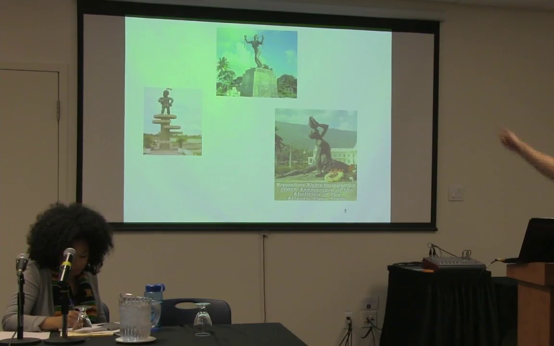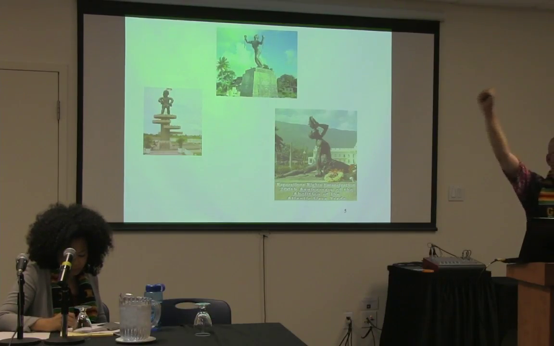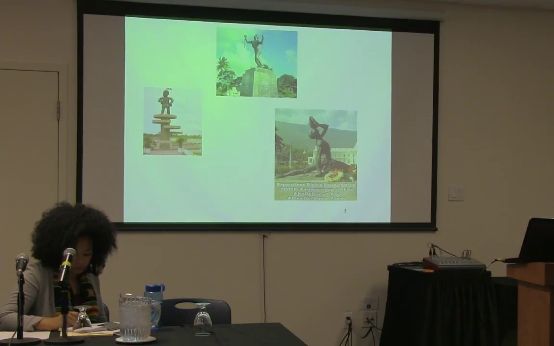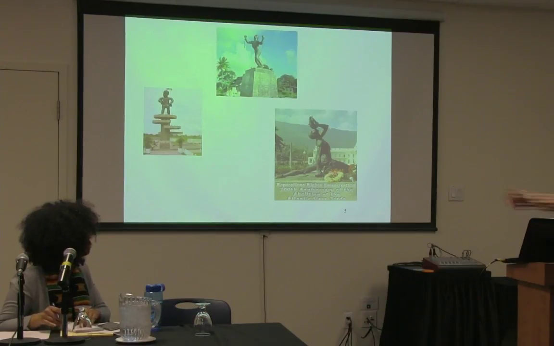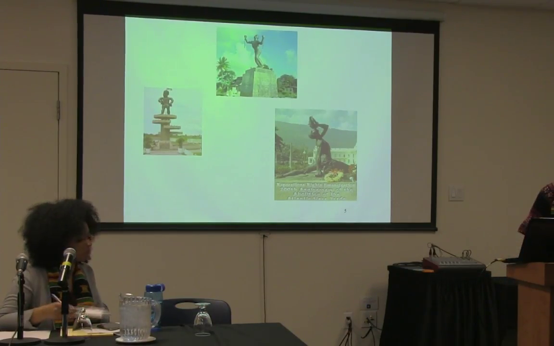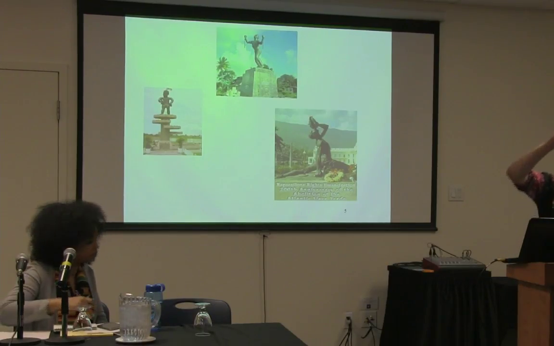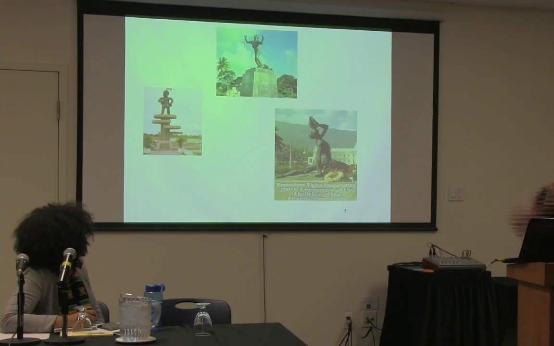At the top there is a monument in Barbados to the enslaved African breaking his chains of bondage. To the left is a statue honoring Cuffy, who led a rebellion in British Guiana. And down there is the famous Negro Maroon from Haiti, acknowledging the role of the enslaved African in calling people to rebellion.